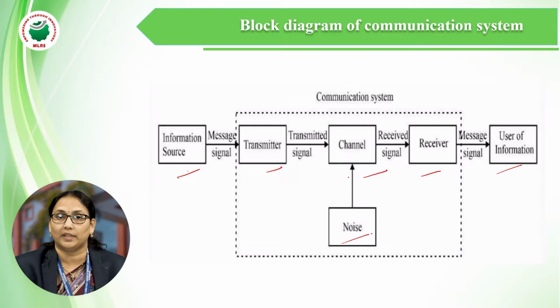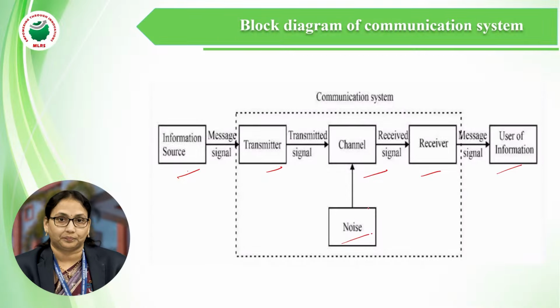The channel can be free space, it can be a coaxial cable, it can be wireless or wired communication. In the channel there is a probability of noise occurring. Noise is nothing but an unwanted frequency. So the transmitted signal is combined with the noise in the channel, and the transmitted signal is received by the receiver.